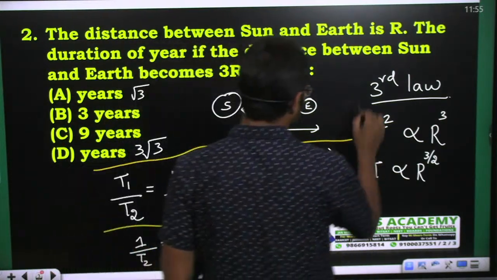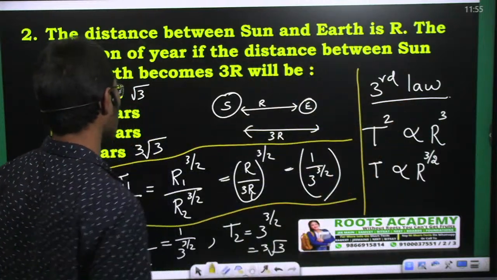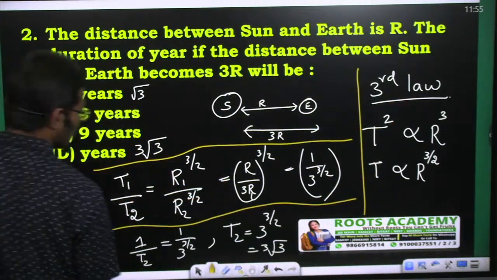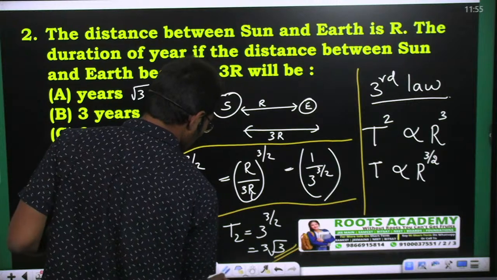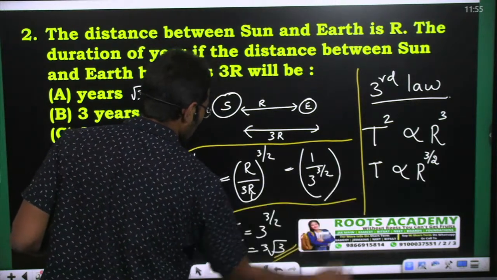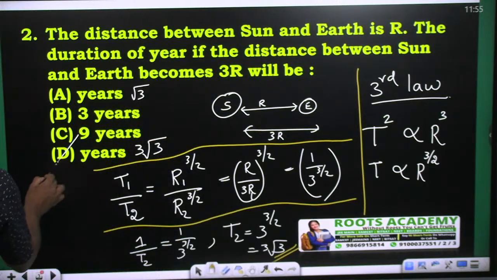So here this is Kepler's third law. We just applied it and substituted. We got this answer. So the option is D.